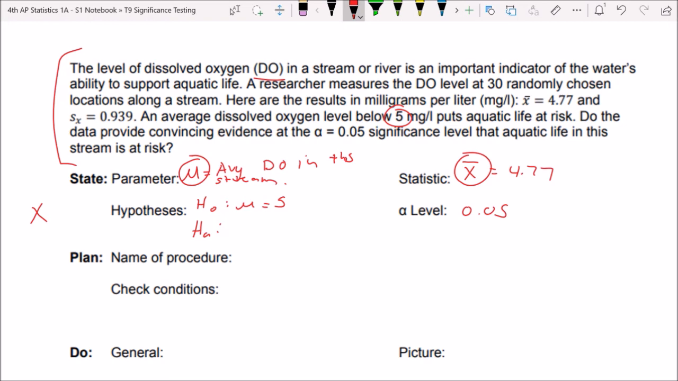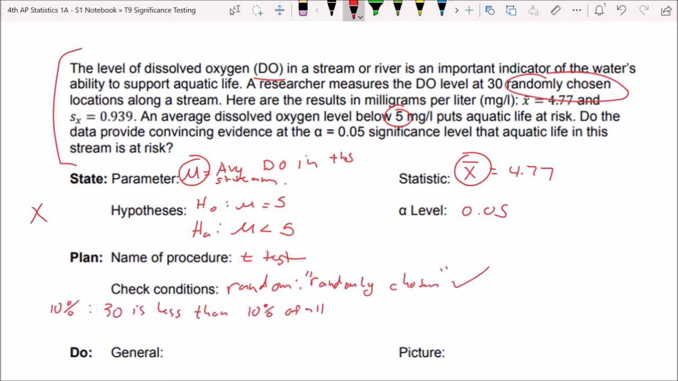Let's check the conditions. Do we have randomness? They said that they are going to do randomly chosen locations. So I'm going to put right here, randomly chosen. Check. Do we meet the 10% condition? So I'm going to say 30 is less than 10% of all, what did they choose? Locations along a stream. I mean, I guess there could be infinitely many locations along a stream, right? Of all locations on a stream.